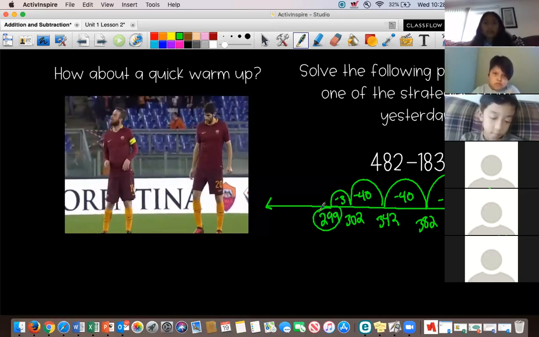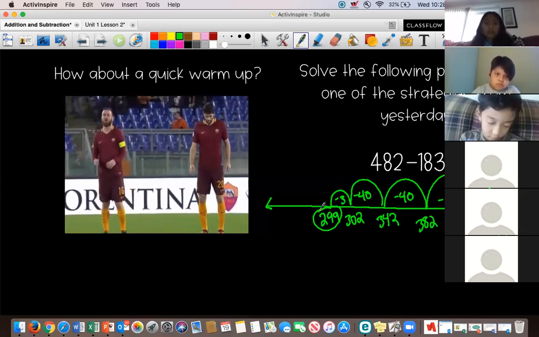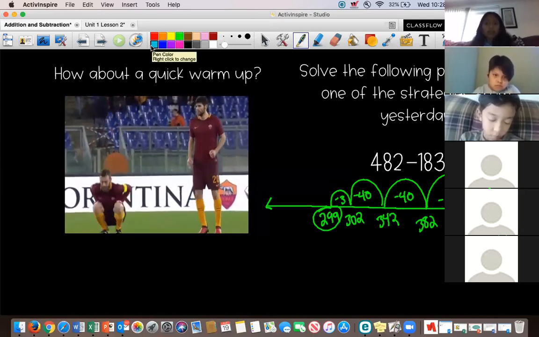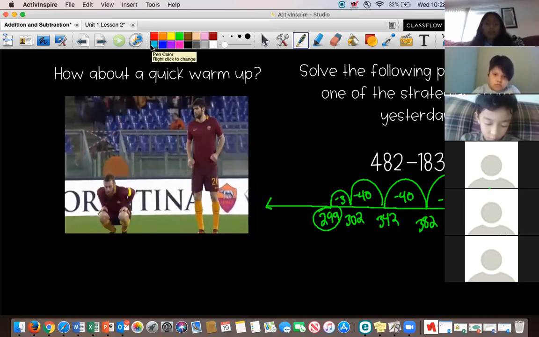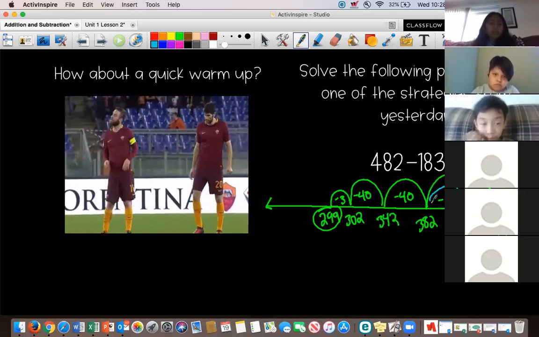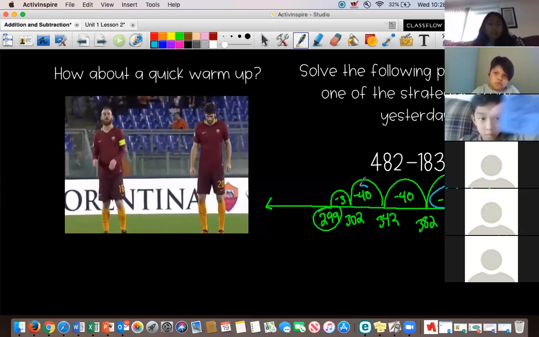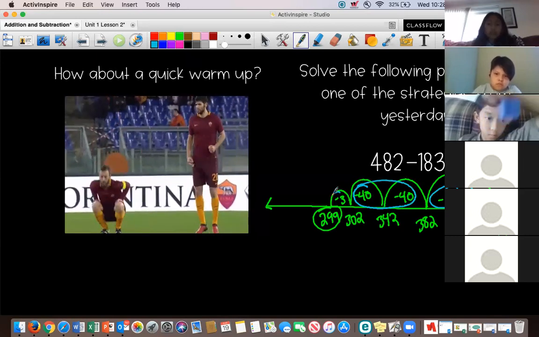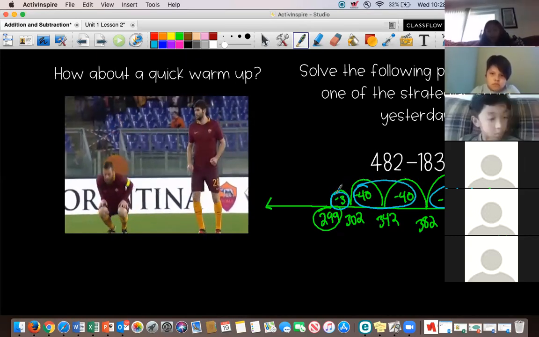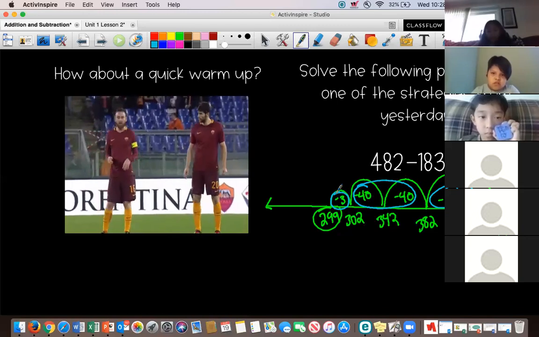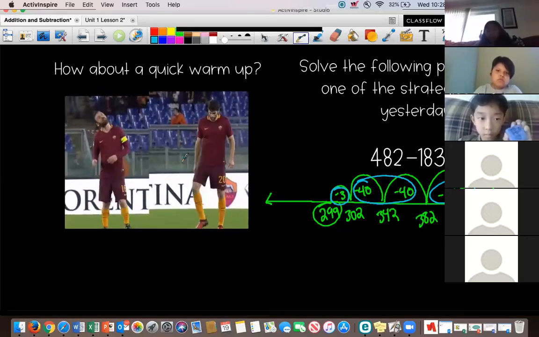Very good. I'm going to change colors here and show you guys. We can see the 183 right here. There's 100. This 40 and 40 is 80. And there's our 3. So we can see exactly where that 183 you were taking away was. Alejandro, nice job. Thanks for sharing.